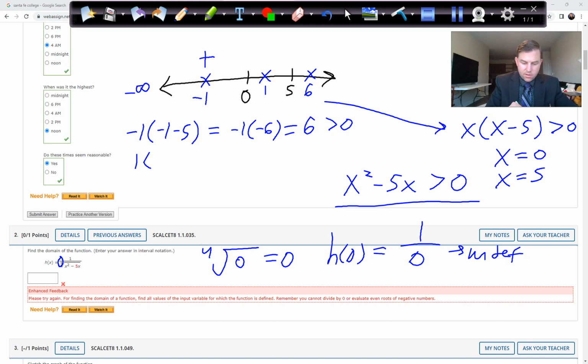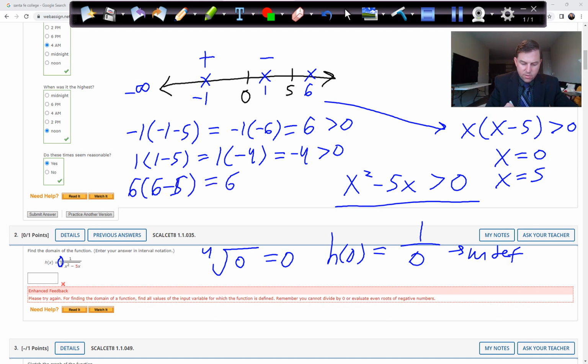Okay, now we pick 1. So 1 times 1 minus 5 will equal 1 times minus 4, which is minus 4, which is not bigger than 0. That's negative. So any number in between 0 and 5 is not going to work. Now we plug in positive 6. 6 times 6 minus 5 will be 6 times 1, which is positive 6, which is bigger than 0. So you're going to end up with positive numbers there all the way until infinity.